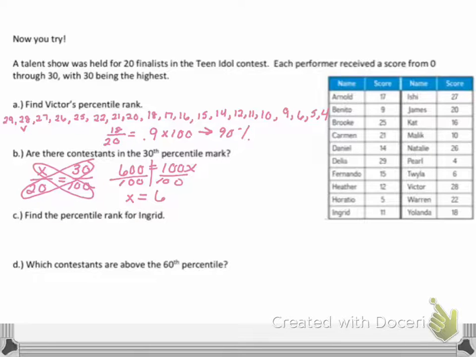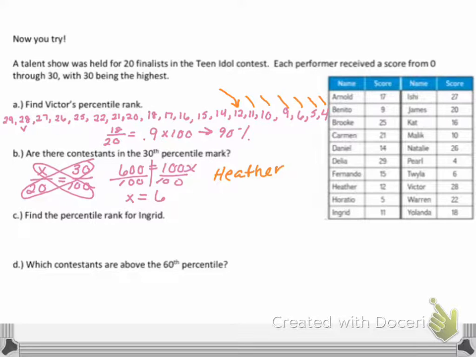Okay. So going up to my list, and I'm going to change my color just so you can see what I'm doing here. So scoring better than 6 would put me here. So let's see. 1, 2, 3, 4, 5, and 6. So that starts me at whoever scored a 12. And let's see, that would be Heather. So Heather would be at the 30th percentile mark. She scored better than 6 people.